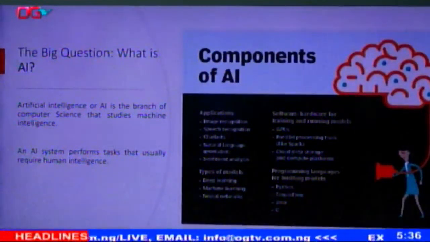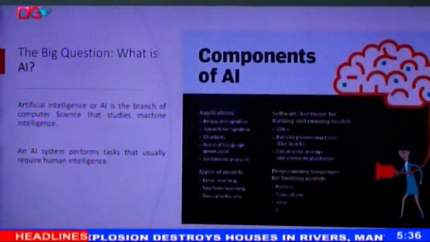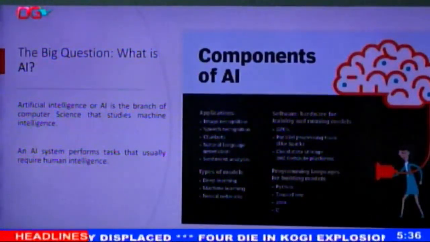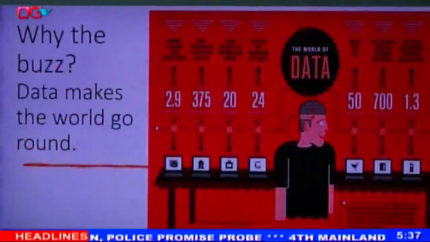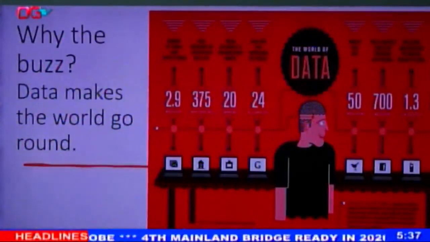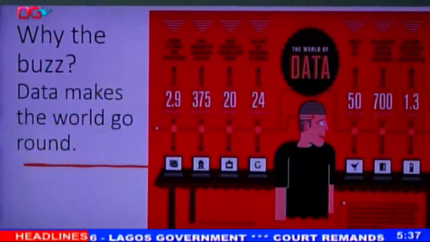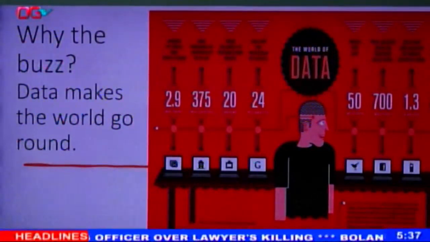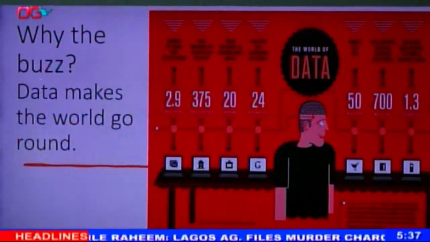You have image recognition, speech recognition, chatbot, natural language generation, or natural language processing, and so on and so forth. Okay, so what is the buzz? Why AI, why data? The answer to that is, there's this common saying that money makes the world go round. However, now it is data that makes the world go round. In fact, the currency that we are spending now is data. We are in a data economy.